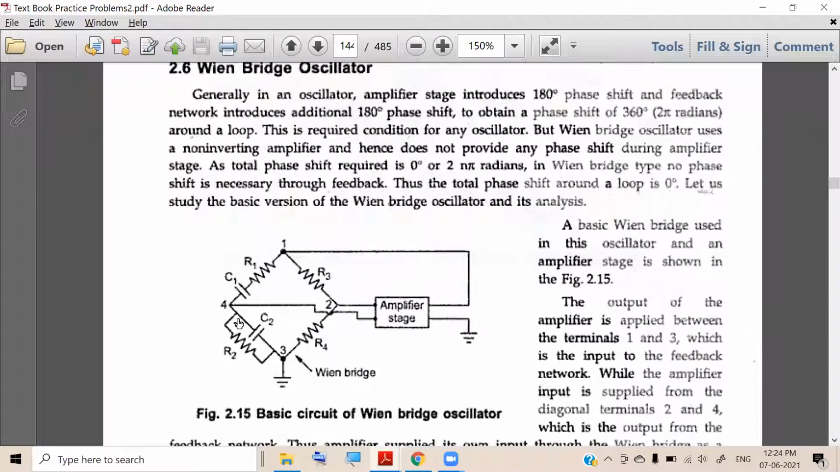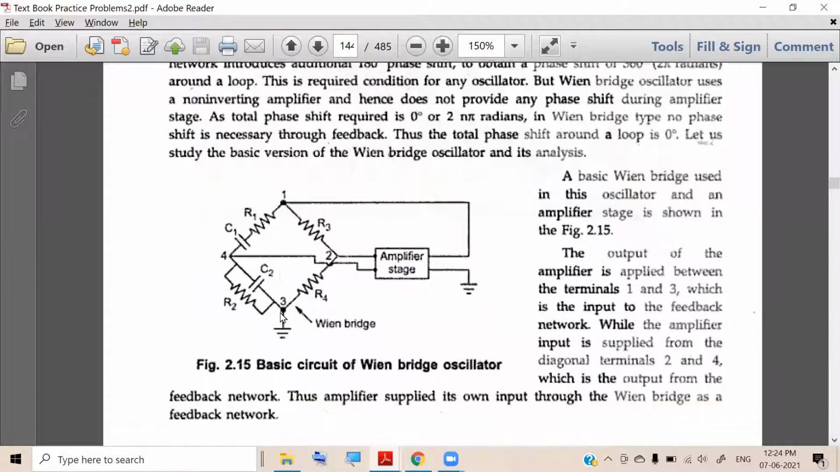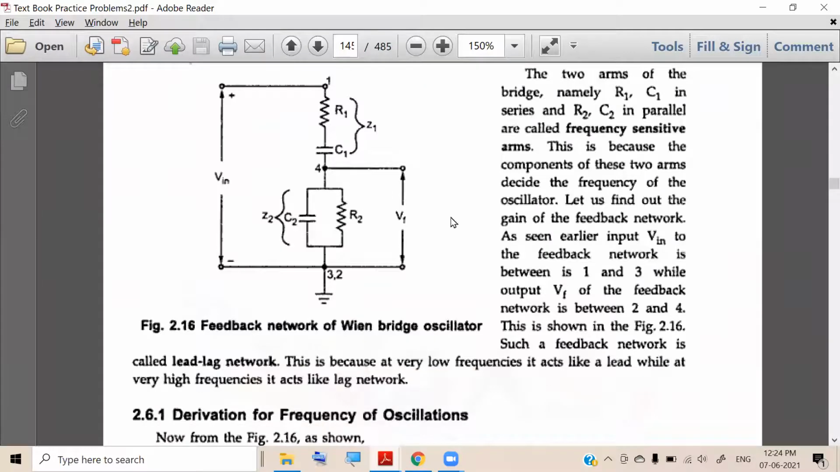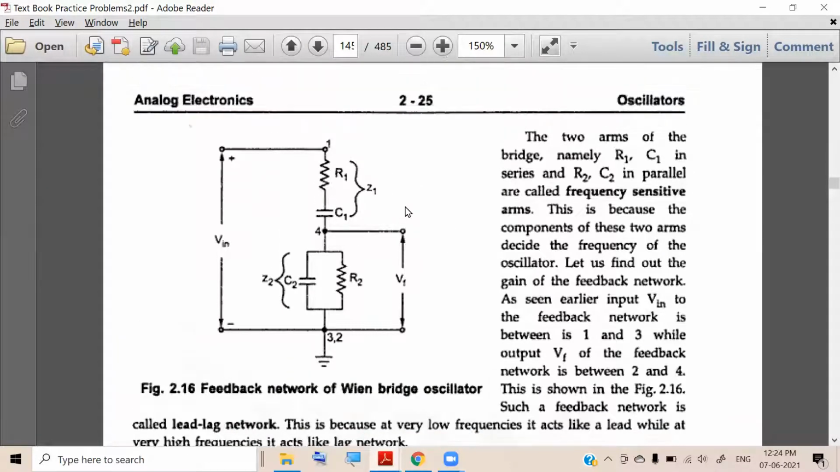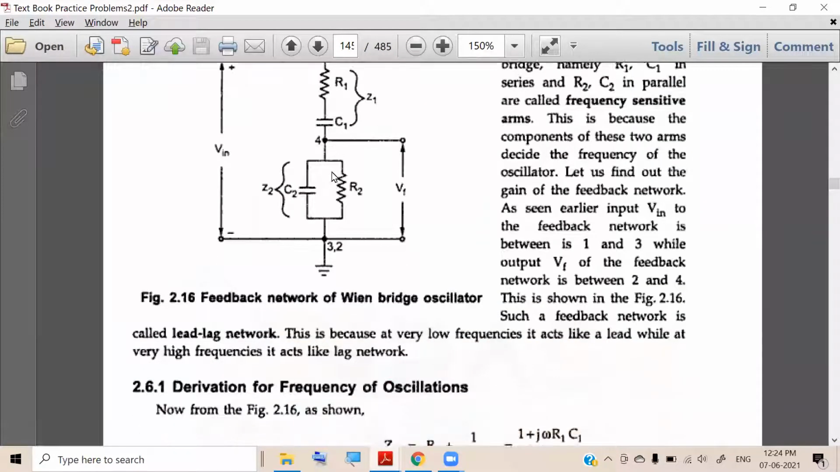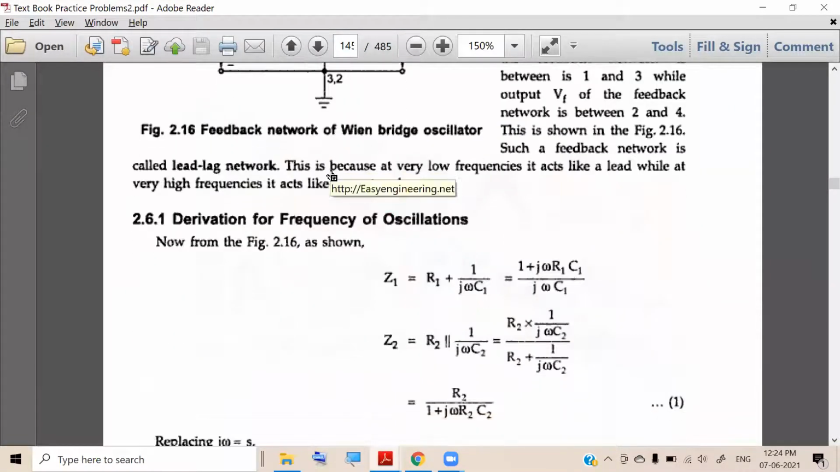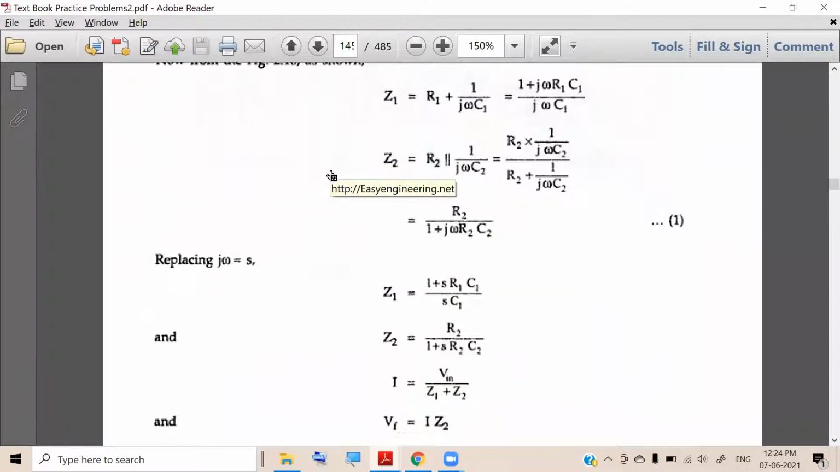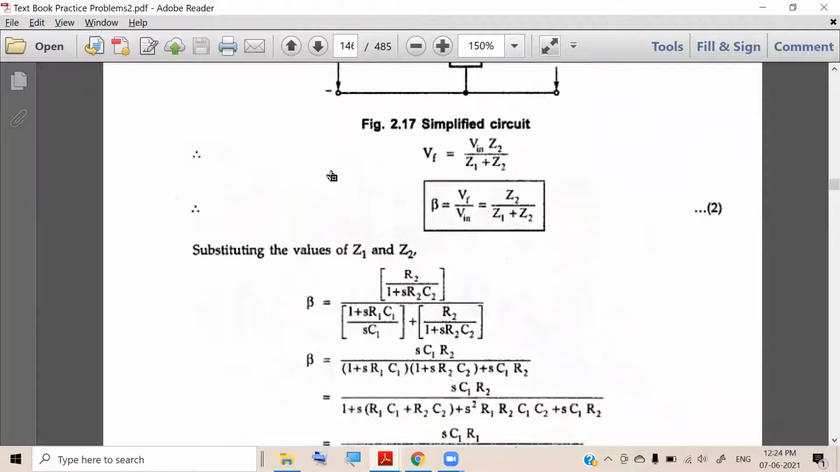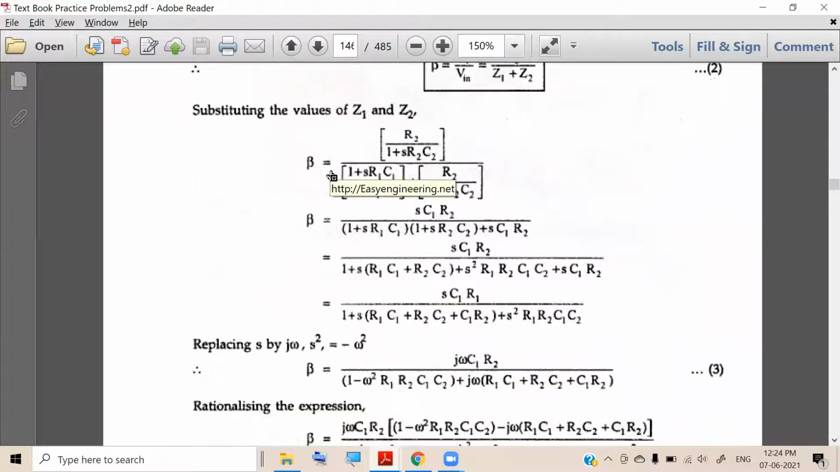We have considered this branch, and from that branch we have identified the feedback signal, which is this one, and the input to the feedback network, this one. From that, we have derived the expression for beta.